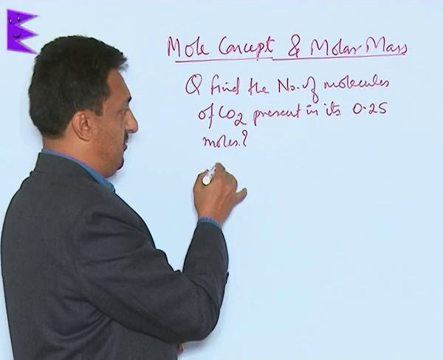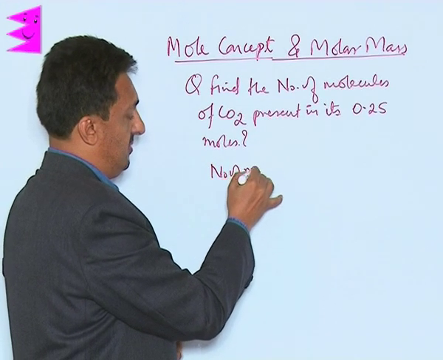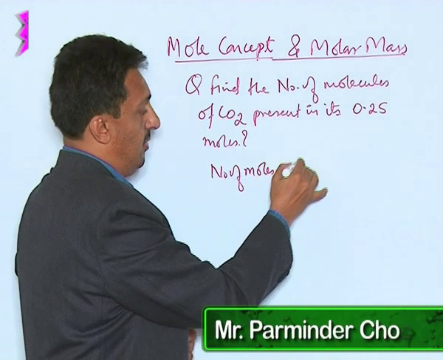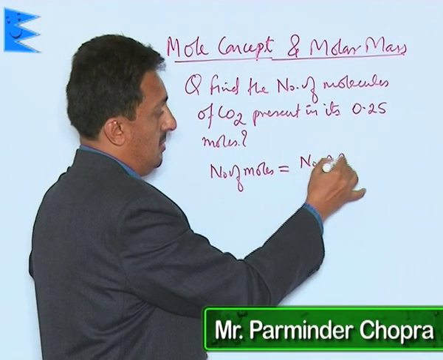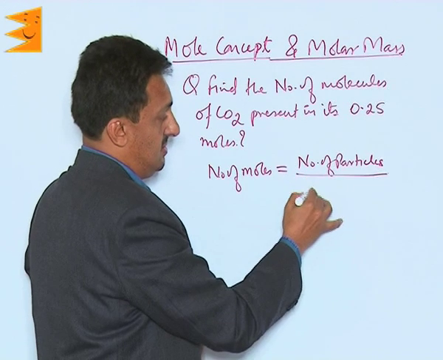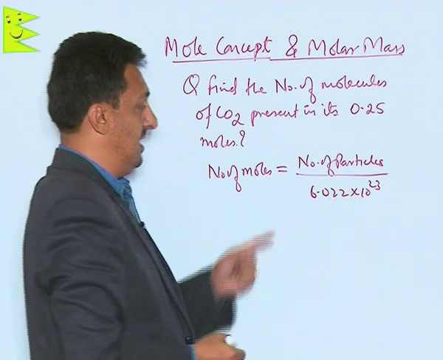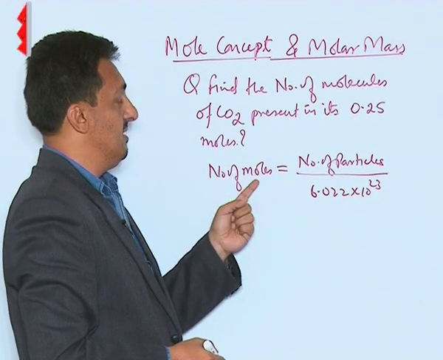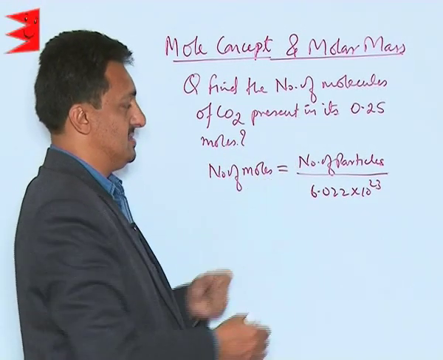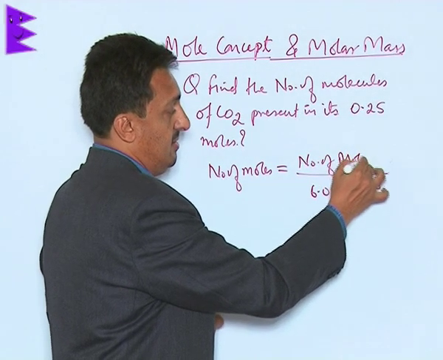You will use the same formula. The number of moles equals number of particles divided by 6.02 times 10 to the power 23. What is not given to you is the number of molecules or number of particles. We can write in terms of particles because here we are clear, we are asking about the molecules.